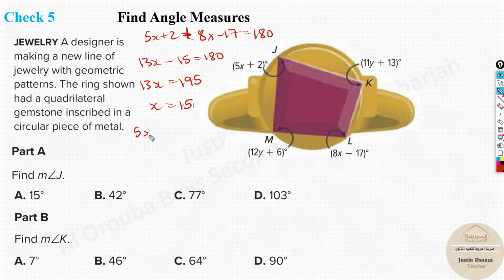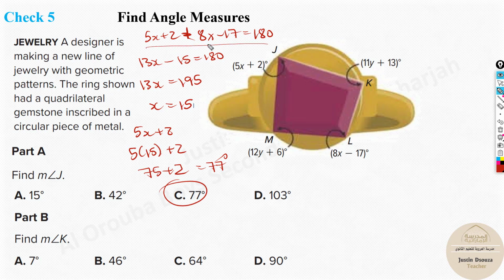What is the measure of angle J? J is 5x plus 2. Just substitute the value of x. So it will be 5 times 15 plus 2. 5 times 15, my bad, is 75, plus 2. That is 77 degrees. So the answer is C here. Make sure you can use your calculator directly, because you're using scientific calculators. Here you can just put this in the calculator and you'll get this answer. Even over here, this substitution directly, you'll get the answer. The first answer is 77.